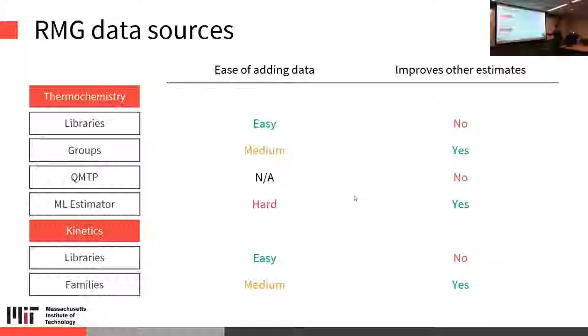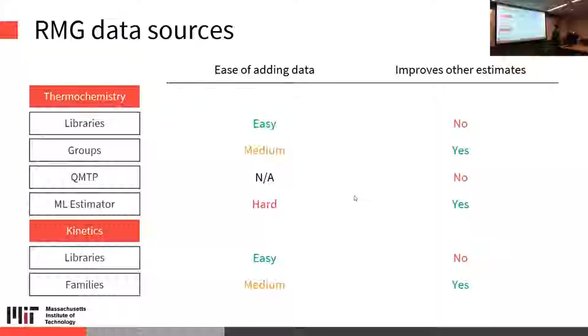And similarly for kinetics, if you put in a library entry for a specific reaction, that will only improve that one. But if you put in a training reaction, which I'll go into a bit more later, that can improve it for a whole series of similar reactions.